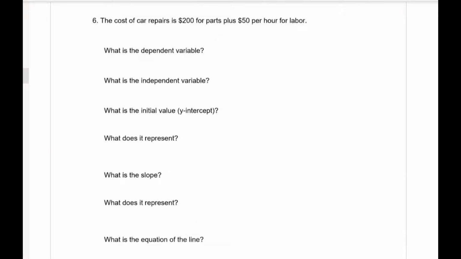Okay, problem 6. The cost of car repairs is $200 for parts plus $50 per hour for labor. The dependent variable here is my cost, and the independent variable is the number of hours of labor. The initial value, or my y-intercept, is 200, and it represents the cost of the parts. Okay, now we need to identify the slope and what it represents. Slope is the rate of change, and we're looking at how the cost changes with respect to the number of hours. So the slope in this case is 50. And the slope is representing the cost per hour for labor.